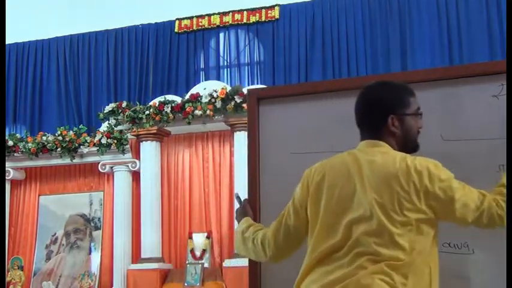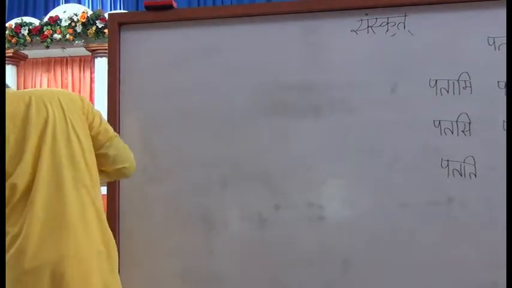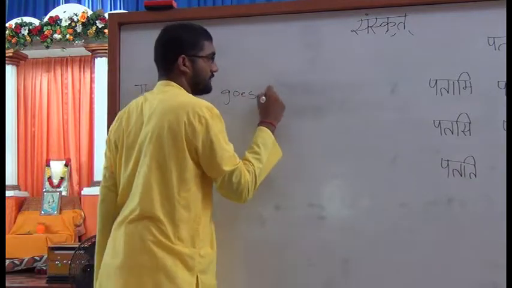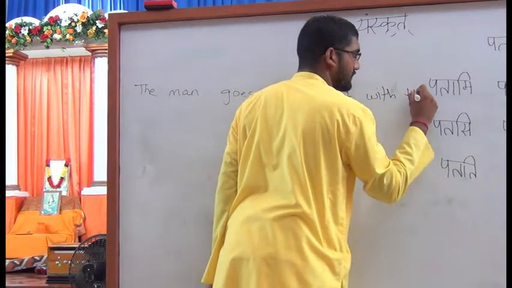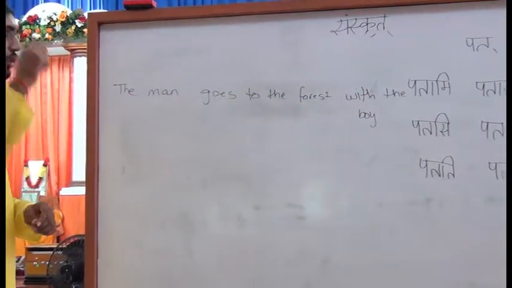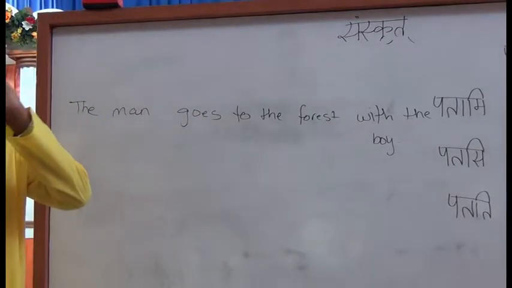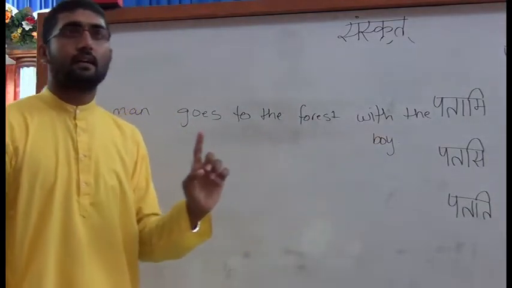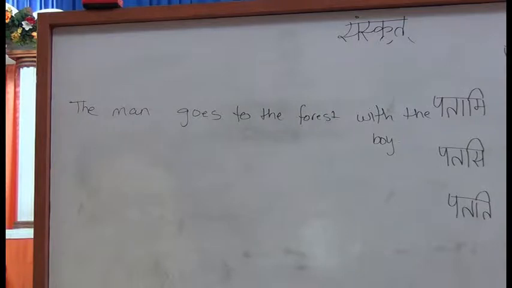You have to look at what is the main sentence. What is the main part of this sentence? The man goes to the forest. The end. So this would have to come in second case because this is the direct object. With the boy doesn't go in second case. That goes in fifth case. Right? Fifth case.